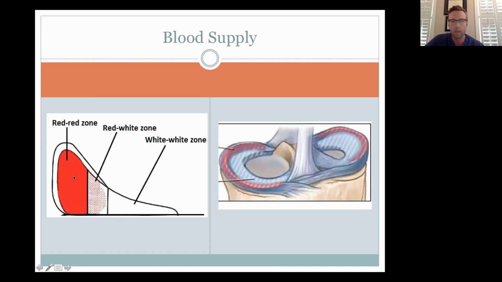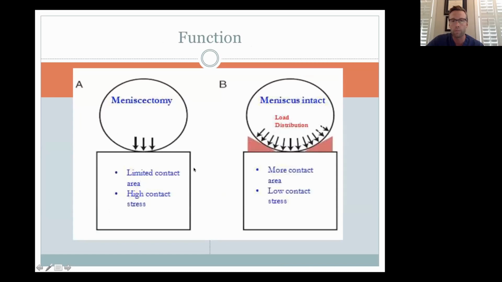If you cut it in cross section on this left picture, you see it's all red, great blood supply. The inner edge of the meniscus has a very poor blood supply, if at all, and gets most of its nutrients from just the joint fluid. So there's a very poor response to healing if you repair just that inner edge. So we really like to try to repair the red zone. And in some patients, young, healthy non-smokers, we like to repair that red-white zone.